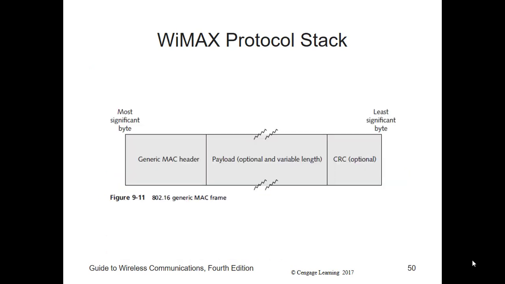A MAC frame includes a fixed length header, an optional and variable length payload, their data, and an optional CRC, or cyclic redundancy check. The header-only MAC frames are used to send commands and requests between the BS, the base station, and the SS, the subscriber station. The generic MAC frame format is shown here.